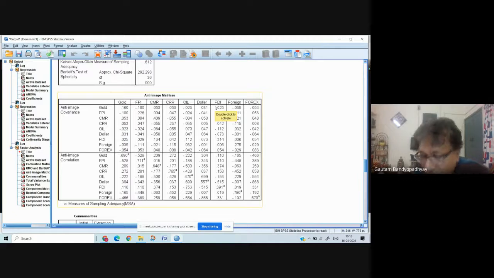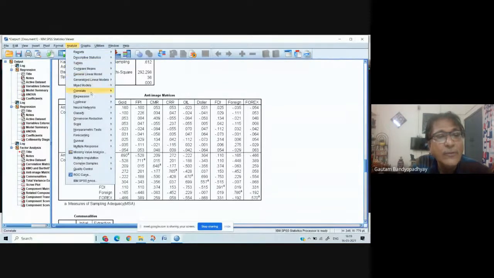Again repeat, this is very, very important. What is our objective? Our objective is to reduce dimension. Initially we considered the 9 variables, but maybe all 9 variables are not important. Our objective is also not only feature extraction but also feature selection, that is the deletion of variables. So we can easily discard the variable FDI on the basis of the anti-image value, which is very low, less than 0.5. So we go to Analyze, then Dimension Reduction, then Factor.